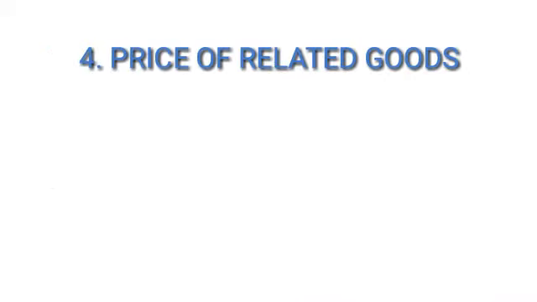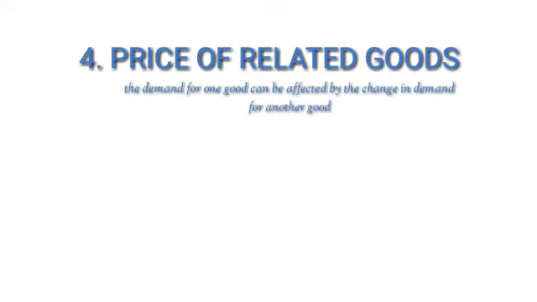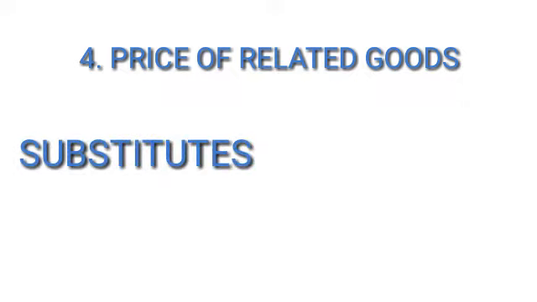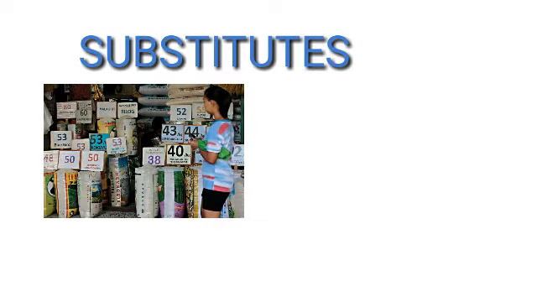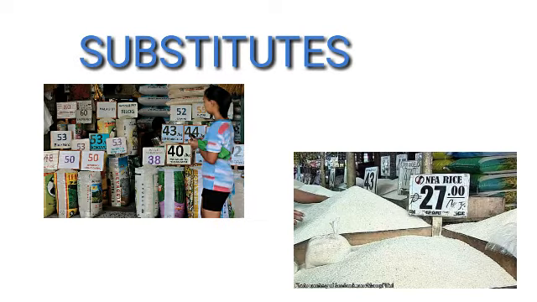Now, the next shifter is the price of related goods. The demand for one good can be affected by the change in demand for another good. This is where substitutes and complements come in. For example, branded rice and NFA rice are substitutes for each other.